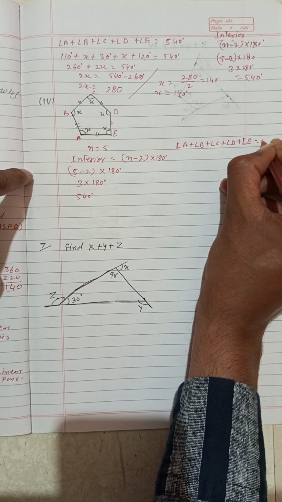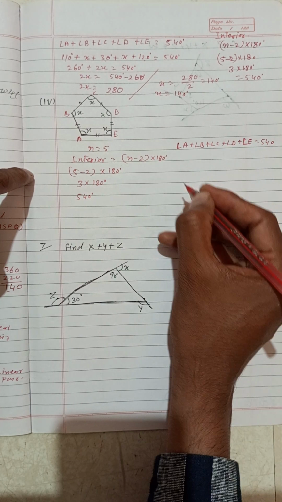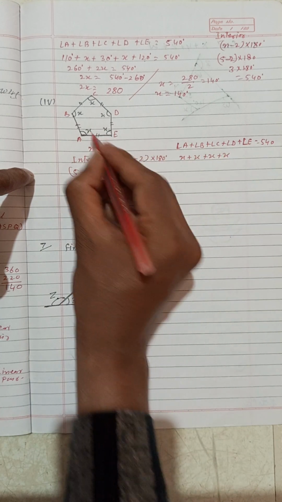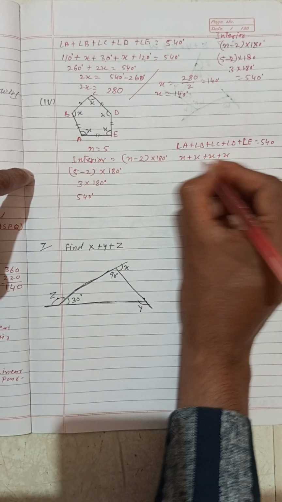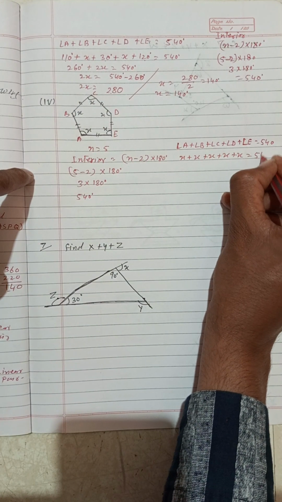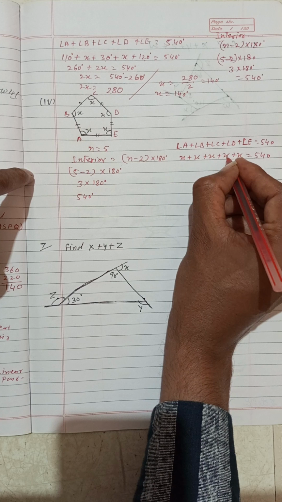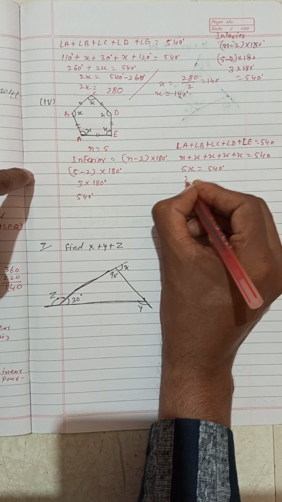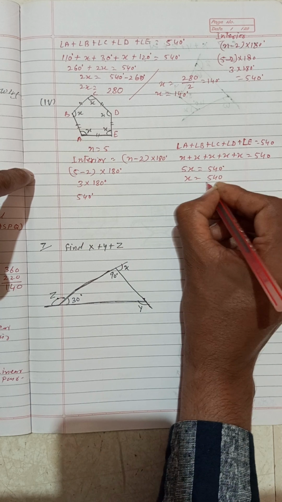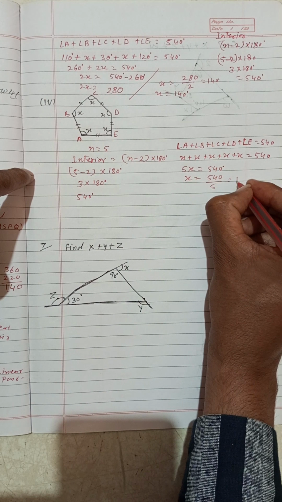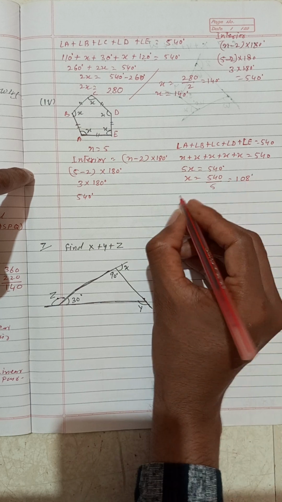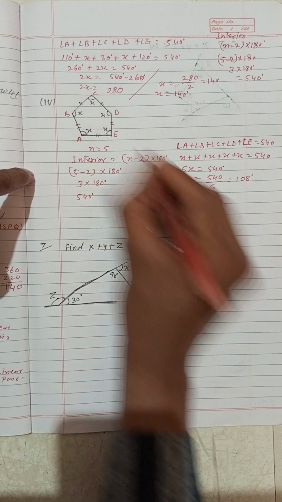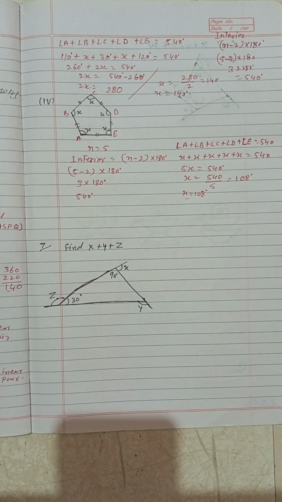Now let's write angle A plus angle B plus angle C plus angle D plus angle E is equal to 540 degrees, and all are given as x only. x plus x plus x plus x plus x, 5 angles are there. So 5x is equal to 540 degrees. Then x is equal to 540 divided by 5, which is 108. 5 1 is 5, and 5 8 is 40, 0 came. So x is equal to 108 degrees. All the angles are 108 degrees.